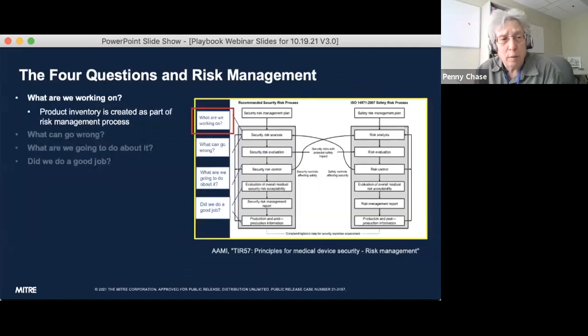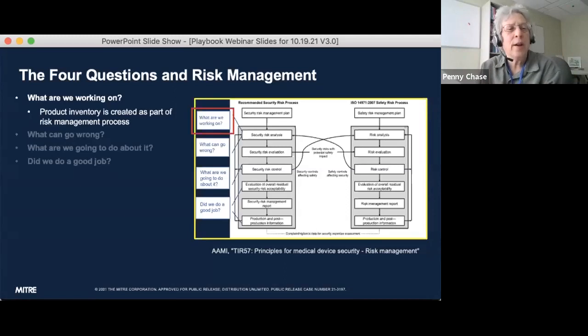We've talked about the 4 questions as framing how we do threat modeling, and the question may arise, how does that fit in with these risk management processes? So now we're going to look at AAMI TIR 57, which Jessica also alluded to. TIR 57 recommends a security risk process that's parallel to the safety risk process found in ISO 14971. And we can see how the questions align during these risk processes.